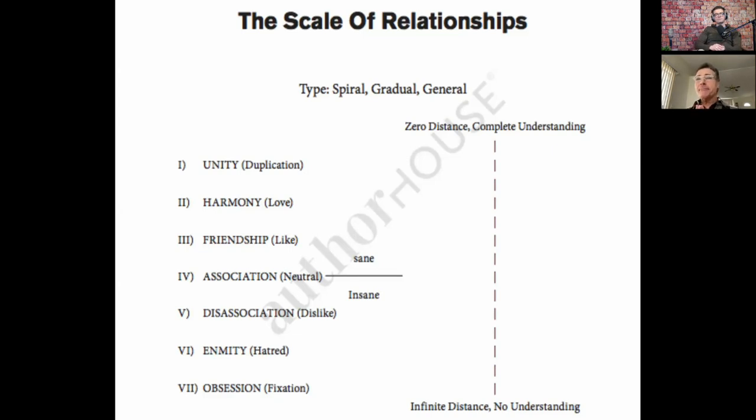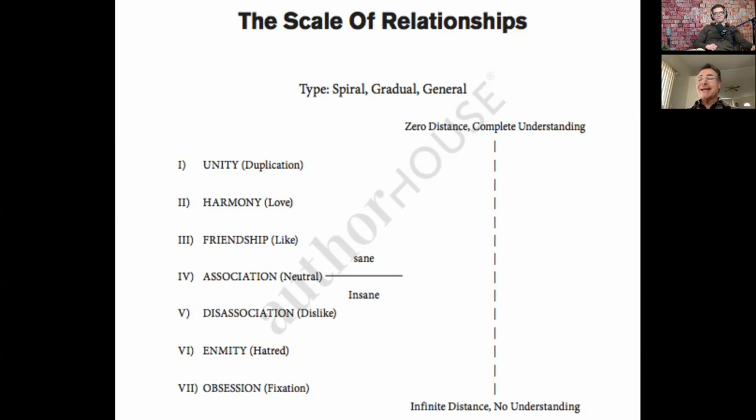Everybody needs this one. This is a spiral scale, meaning there is an apparent congruence between levels 1 and 7. So level 7 obsession can easily be mistaken for level 1 unity. This would be a catastrophic mistake. And anytime you have a spiral scale, there's always this risk, and you have to be careful to avoid this.